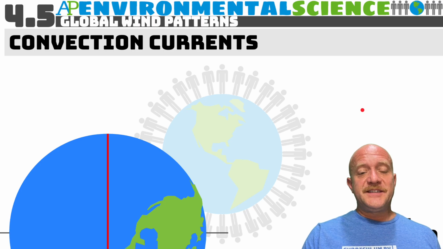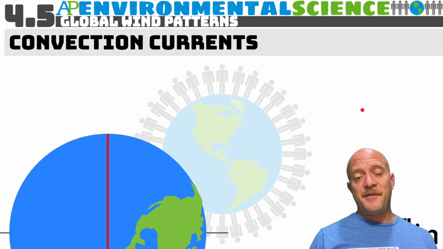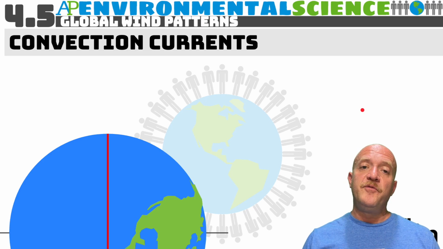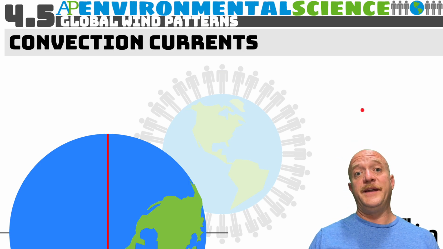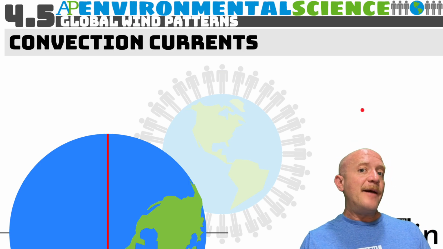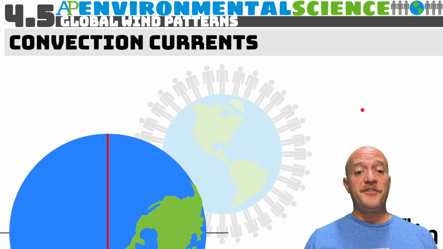So we are going to discuss convection currents. And convection currents, remember, are when you have movement from basically hot to cold through a fluid. And this fluid is the atmosphere, the gases in the atmosphere. And most notably, we're talking about the troposphere.